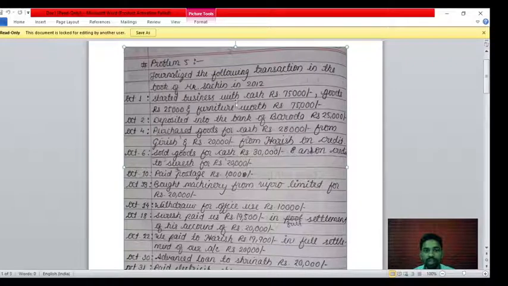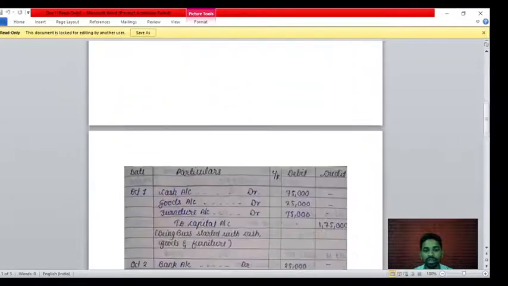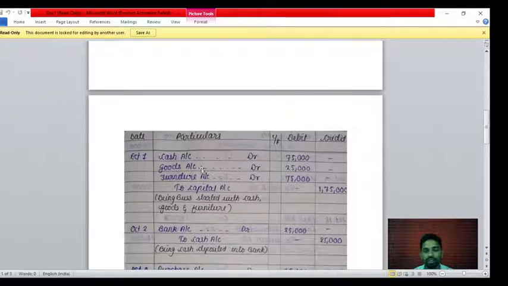In this entry, more than two accounts are affecting. Business started with cash, so this is the first account, the second one is goods, and furniture is the third account. Business started means an invisible person is investing all these things, and this investment is nothing but the capital account. So the entry is: cash account debit, goods account debit, furniture account debit to capital account credit.